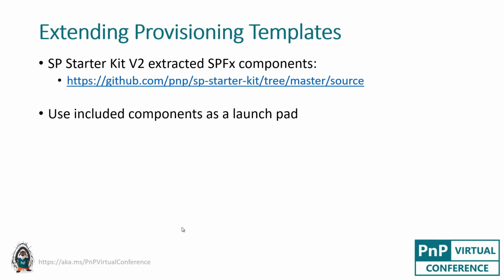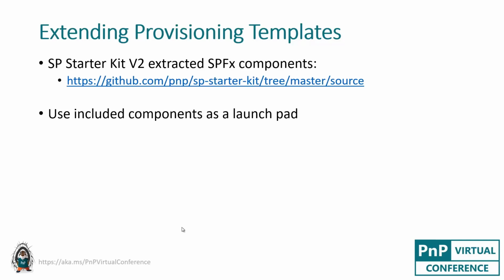Okay, so the source for all of these is found in the source folder. We have kept the V1 version in a different folder, but the source folder within the project now contains the V2, where we've split out all of the web parts into their own solution. So the idea here is using all of these components really as a launch pad into your own custom provisioning and delivery process. So take the web parts that you think are important.